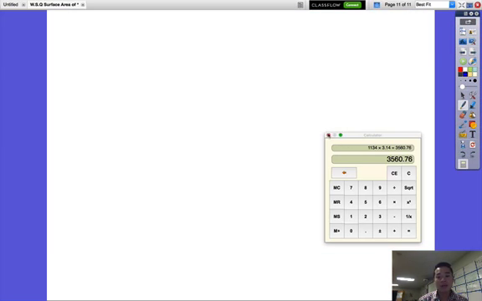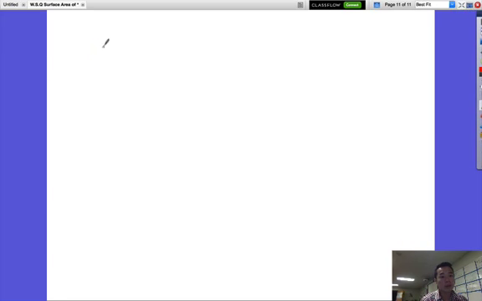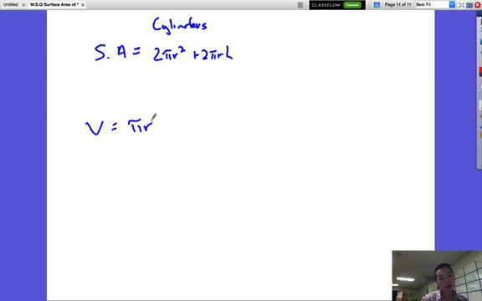And that's all I have. So in review, we went over surface area of cylinders, which is 2 pi r squared, area of the top and the bottom, plus 2 pi r h, and then the volume will be pi r squared times height, or just pi r squared h.